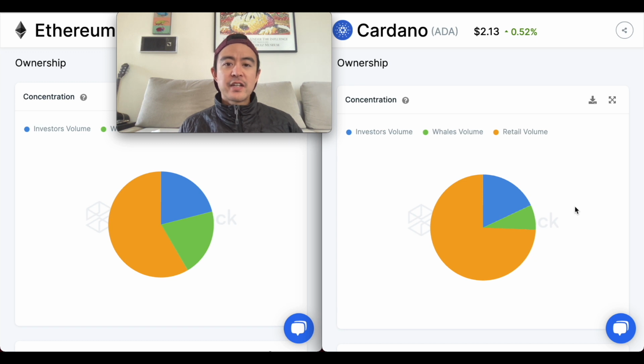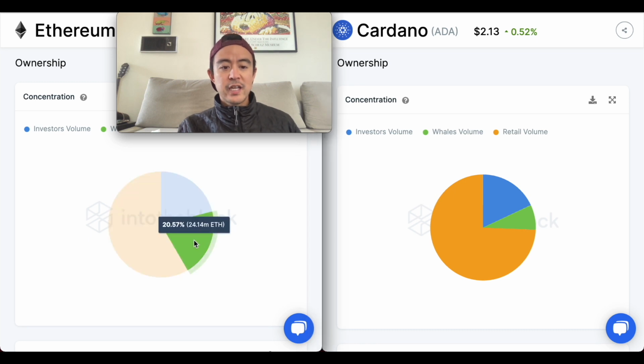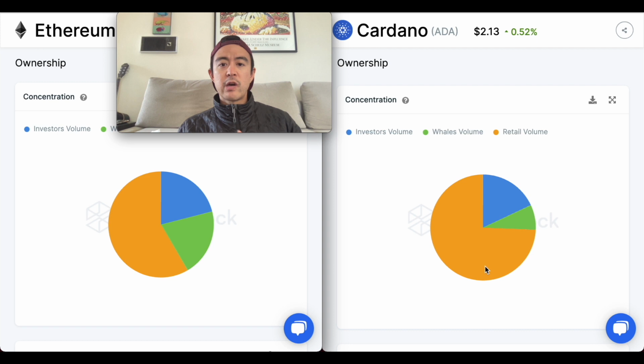Now these two pie charts add on to the previous indicator, and this just shows you the concentration of the 3 types of owners, where you have retail, you have whales, and investors. An investor has about 0.1 to 1% of the total circulating supply. Whales have more than 1%, and retail has less than 0.1%. Now, you can see here, for Cardano, the whales only own 7.6%, versus Ethereum, the whales own about 20%. And so this is definitely a good sign, right? Because the less whales you have, the less manipulation that these whales can do with manipulating the price of ADA.